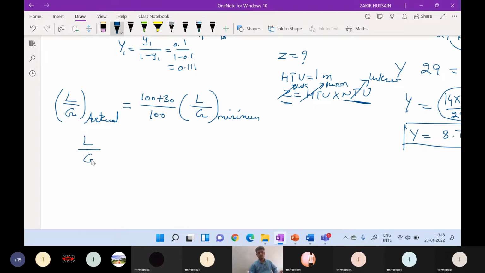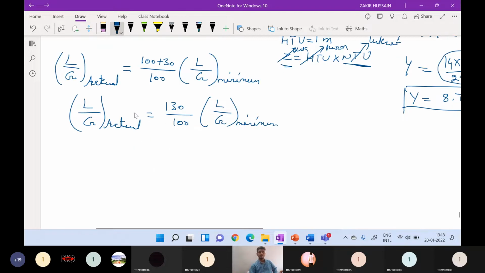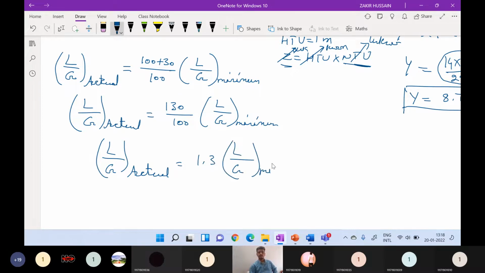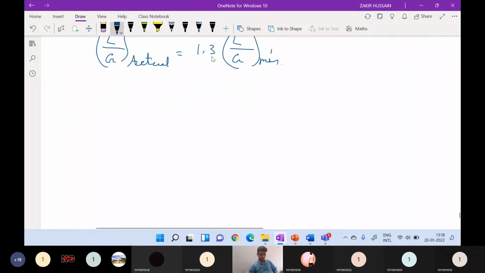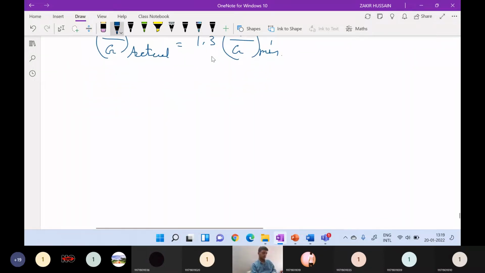So this is L by G actual is equal to 130 divided by 100 into L by G minimum. Therefore, we can write L by G actual is equal to 1.3 L by G minimum. So this is the clue they have given. Now we have to calculate whatever required parameters there. So how to calculate those required parameters?